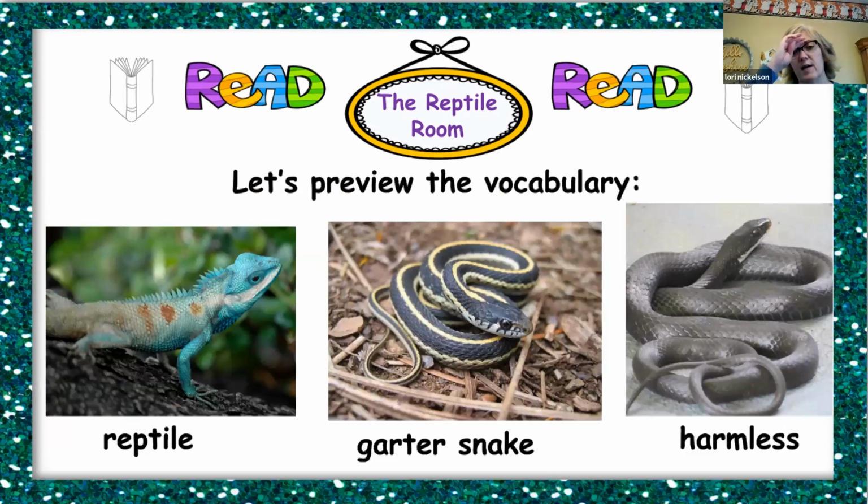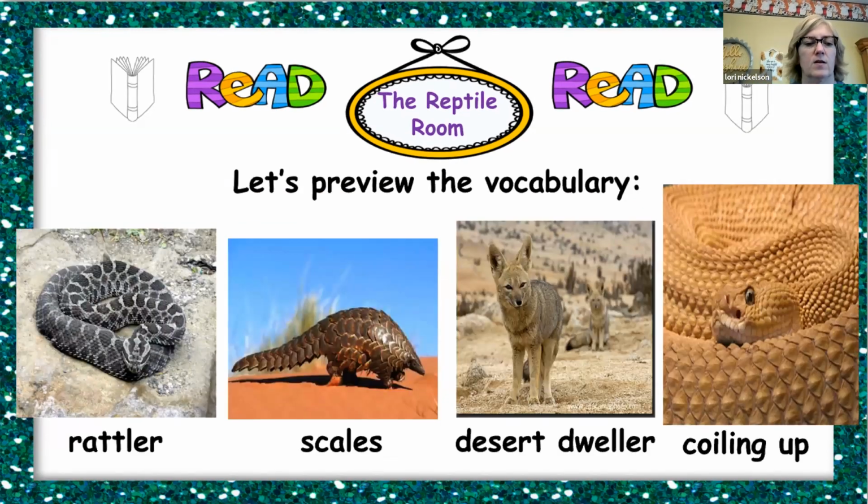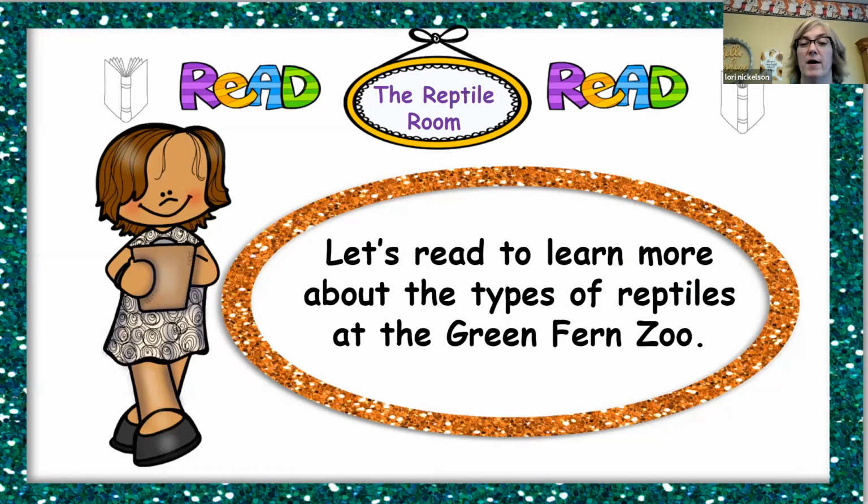So let's preview vocabulary. We have the word reptile, garter snake, harmless. You also have rattler, scales, desert dweller, and coiling up. So let's read to learn more about the types of reptiles at the Green Fern Zoo.